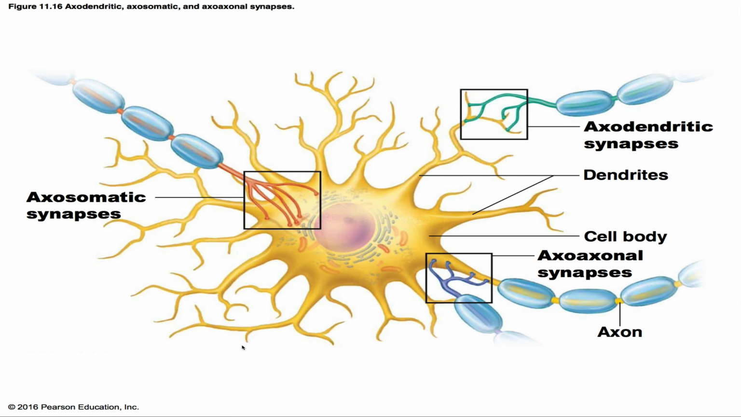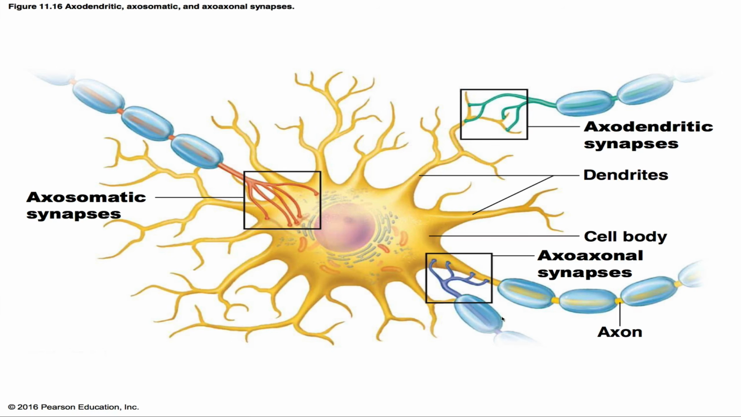In this image over here, we can see an axodendritic, axosomatic, and the axoaxonal synapse. So over here, here's the axon of one neuron, and we have the cell body of another. So it's going to be the axosomatic. And over here, we have the axon of one neuron and the dendrites of another. So this is the axodendritic. And then here's, again, another axon of one neuron, and we have the axon of another neuron. So we have the axoaxonal synapse.